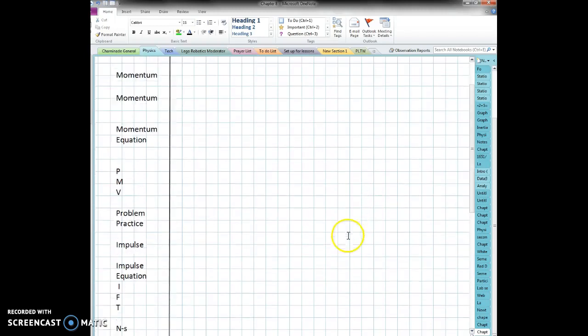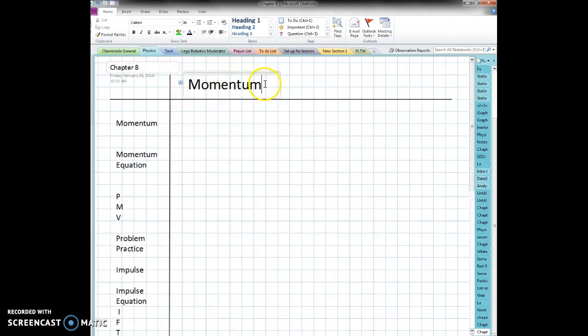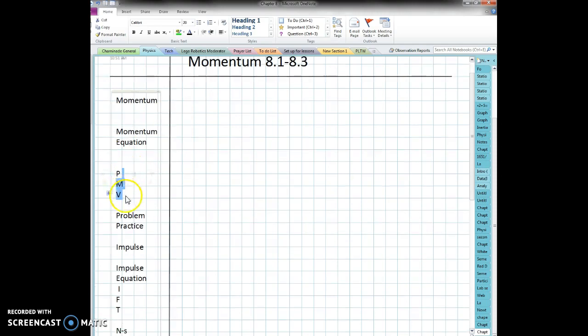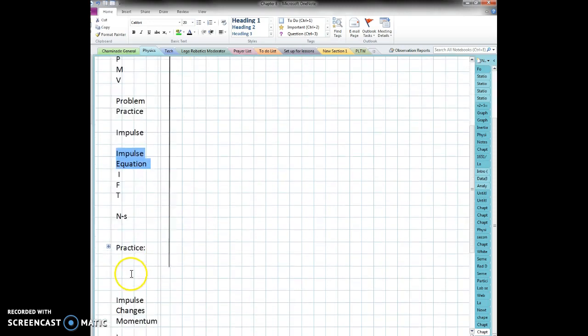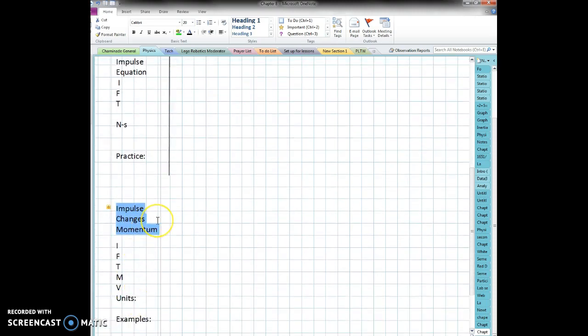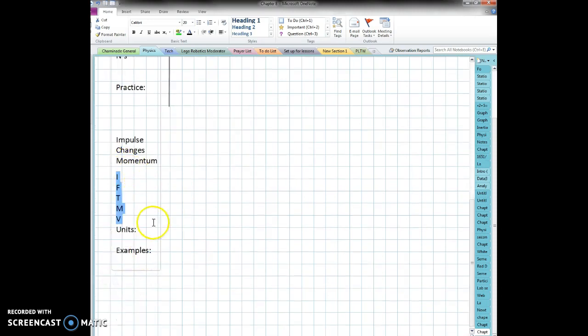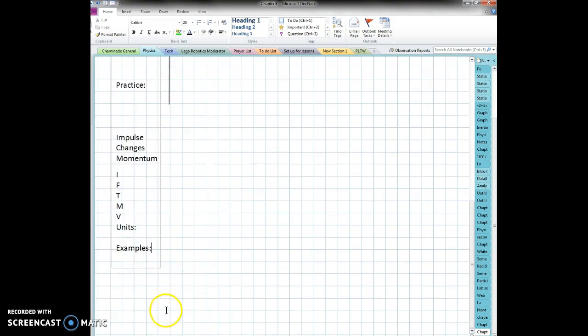Alright, in class we already started notes on momentum. This is mostly going to be a walk through, making that connection to your book. We're talking about the momentum equation and key components here. We have some practice problems that we did in class. The impulse and the impulse equation. Practice. Impulse changes momentum. We'll talk about how impulse and momentum interact with each other, all these terms and the units that go along with them, and we'll talk through some examples.